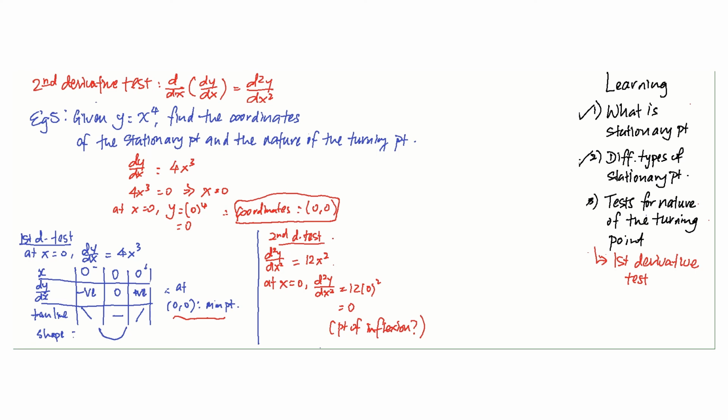I think the graph itself speaks the best. If you don't believe me, go back this evening and Google search how a y equals x^4 graph looks like. But I can tell you for sure, this is how the graph looks like.